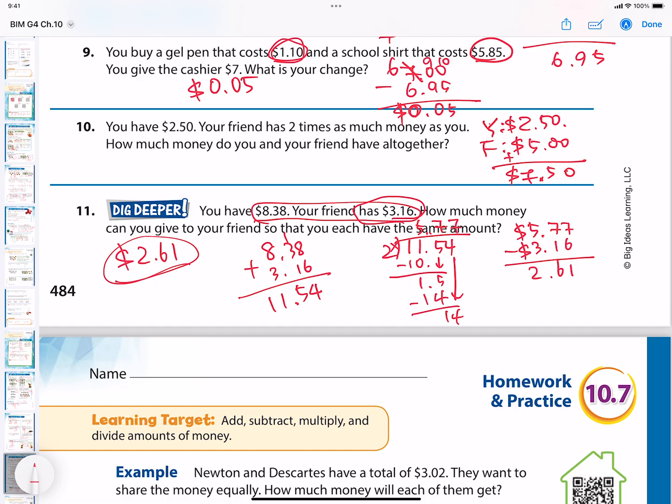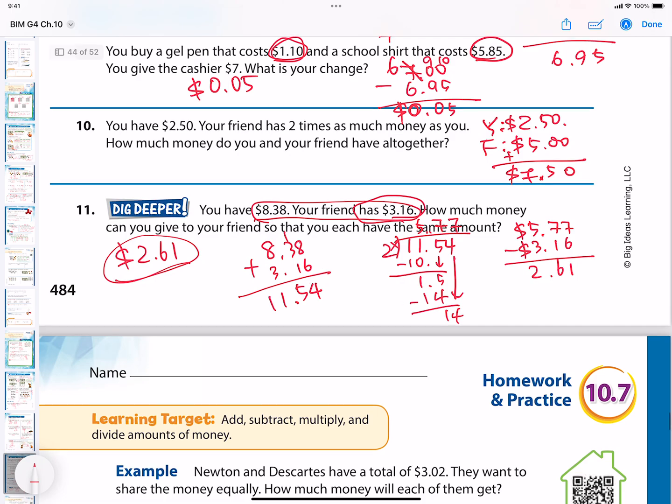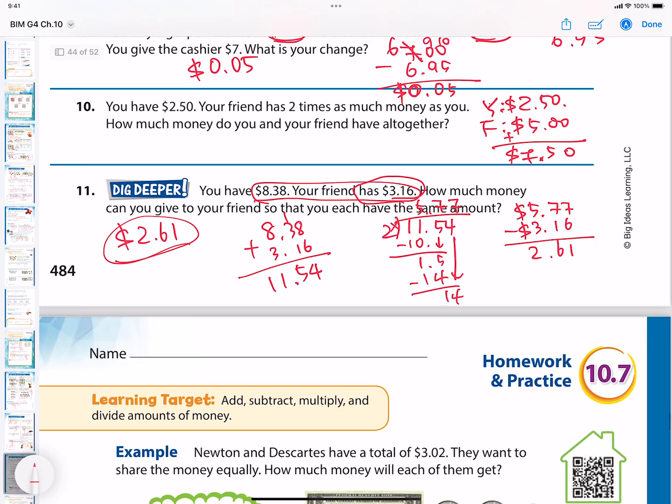This is the answer. Okay, so if you didn't get it, please put star mark on it and ask me, okay, when I'm going over.